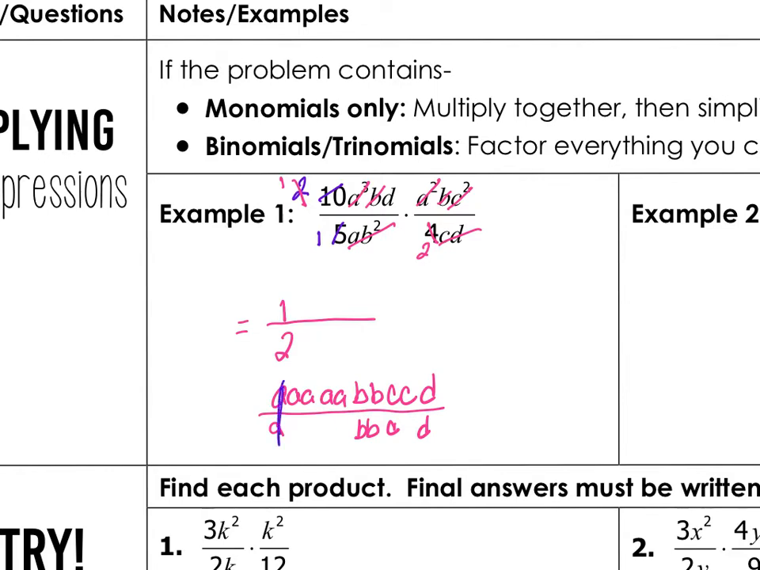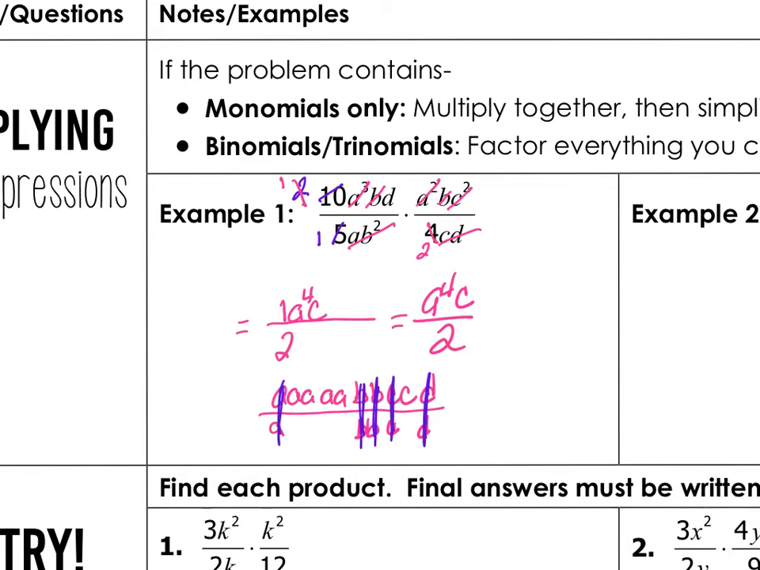So 1 A goes away, both B's go away, 1 C goes away, and the D goes away. And I'm just going to write what's left. So what do I have left? I have 1, 2, 3, 4 A's. So that's A to the 4th and 1 C. So if I rewrite this, I get A to the 4th, C, all over 2. And that's all we're going to do for this first part.